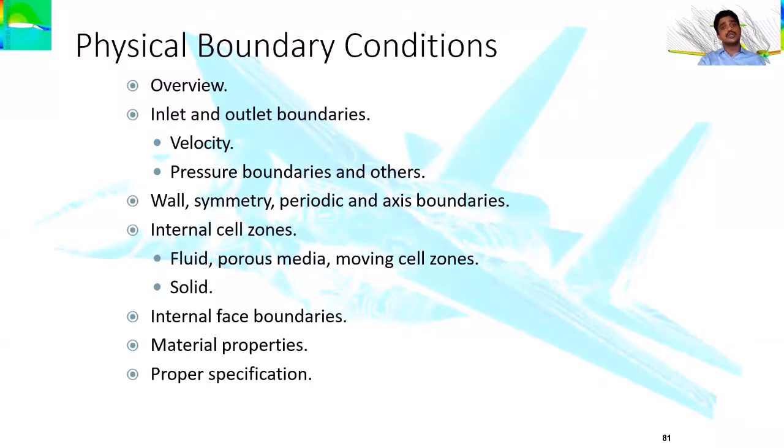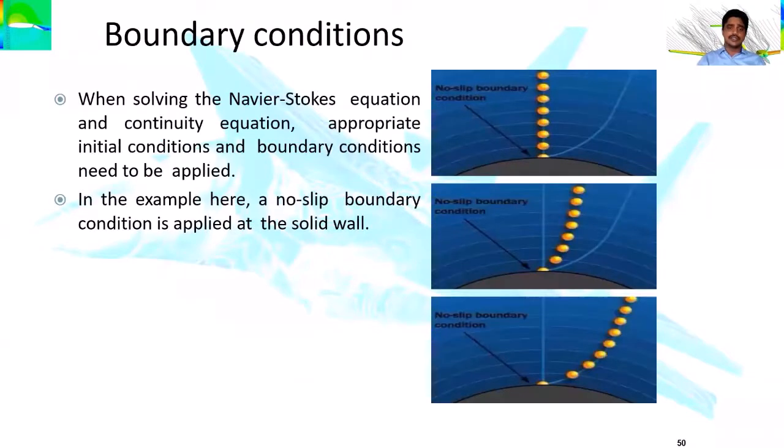In addition to this, there are internal cell zones, which also act like physical boundary conditions. And other than this, there are specification or user requirement types, the other types of boundary conditions also. Right, so let us see in detail what exactly these boundary conditions tell us, or why the boundary conditions are important in the CFD analysis.